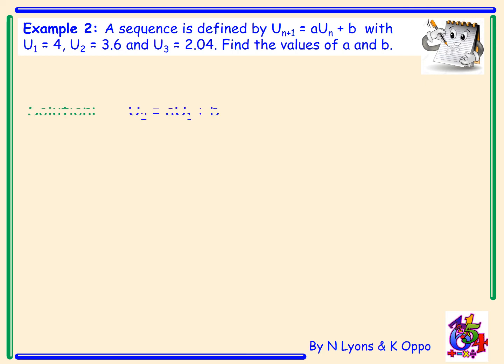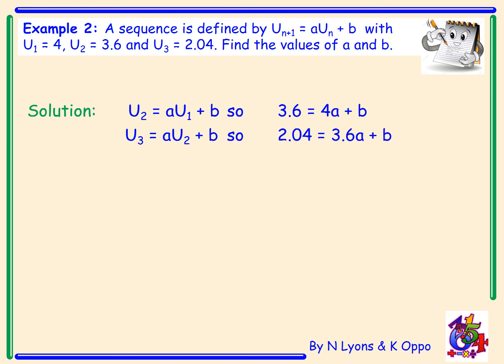Therefore, to get the value of u2, that would be a times u1 plus b. Subbing the values of u2 and u1 in, we obtain 3.6 equals 4a plus b. And again, u3 equals a u2 plus b, and we're going to sub the value for u3 and u2 into the equation, and we get 2.04 equals 3.6a plus b.